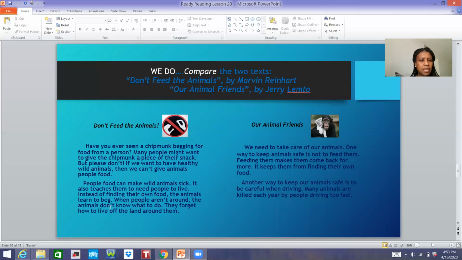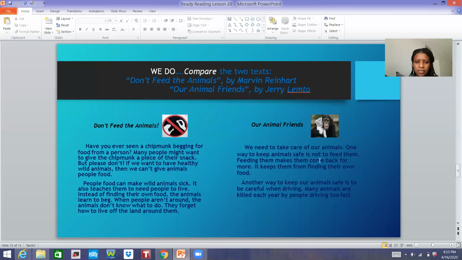It says that it makes them sick. It teaches them they need people to live. Instead of finding their own food, the animals learn to beg. And so we go to text number 2 and we skim this because we want to find information here that is similar to the information over here. Under Our Animal Friends, it says one way to keep them safe is not to feed them. Feeding them makes them come back for more. It keeps them from finding their own food.